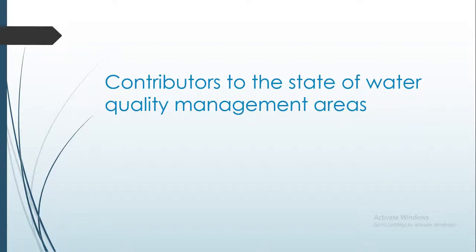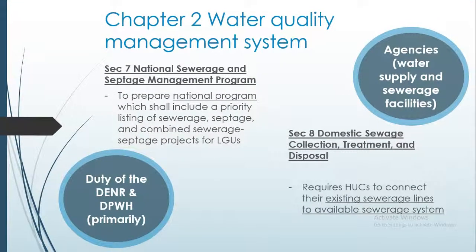So far, these provisions are focused on the water quality management areas, their classification, and their state. Now, let's discuss the provisions that are focused on the activities or establishments that contribute to the state of these water quality management areas. First one are the residential areas or the local communities. These are primarily government's responsibility.